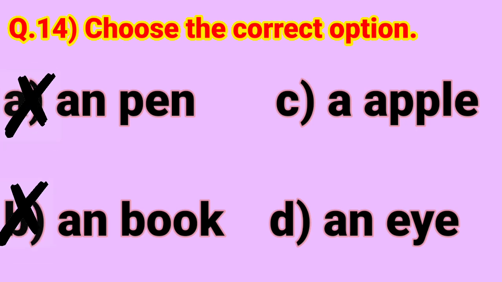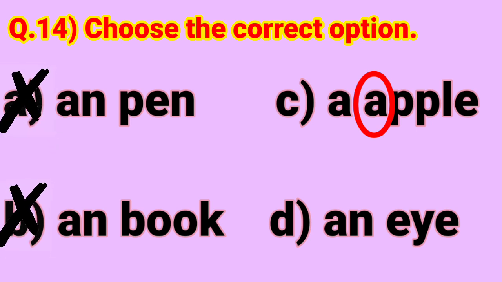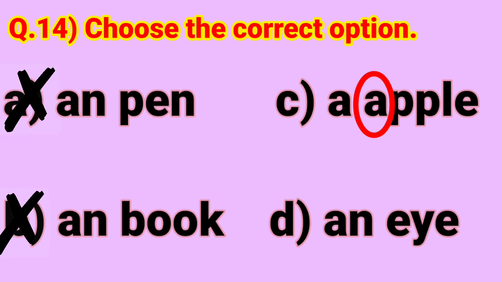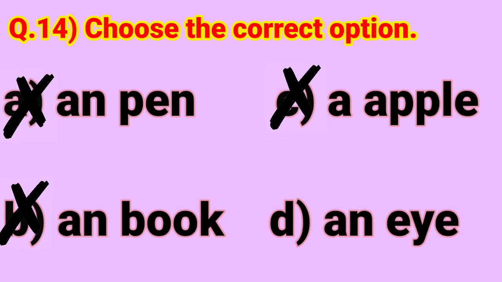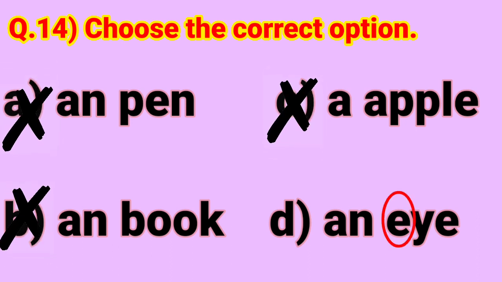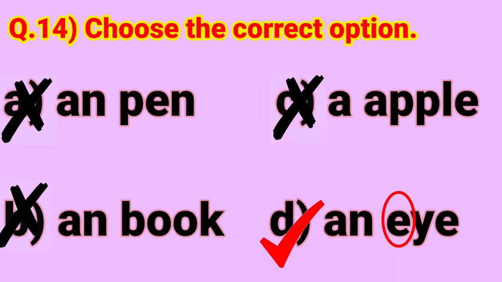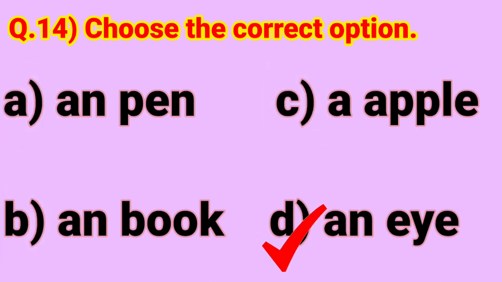Option C, a apple. The letter A is a vowel. So we have to use an. So a apple is incorrect. Option D, an eye. Here the letter E is a vowel. So an eye is correct. So the correct answer is option D, an eye.